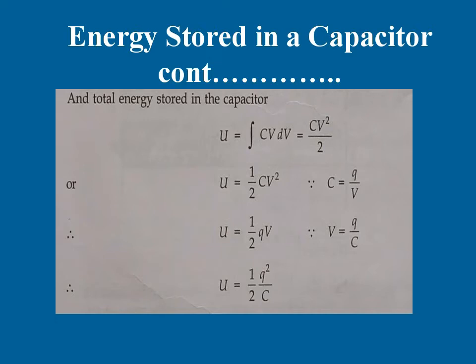Now these are the three different forms of energy stored in a capacitor. Remember all these three formulas. The first one is U is equal to half CV square. The second one is U is equal to half QV. And the third one is half Q square by C. I hope up to this you have no problem in this slide. Now we move towards the next slide, where we will discuss what we mean by common potential.